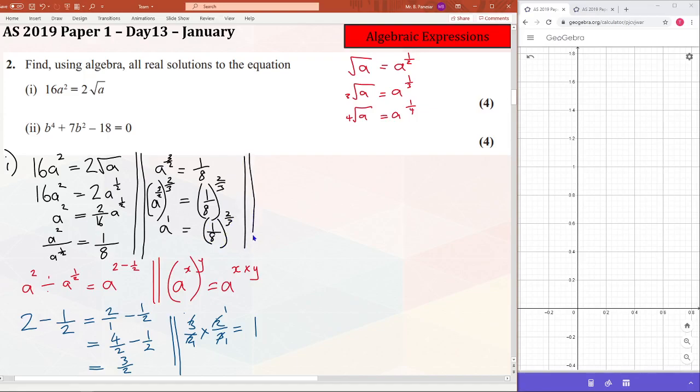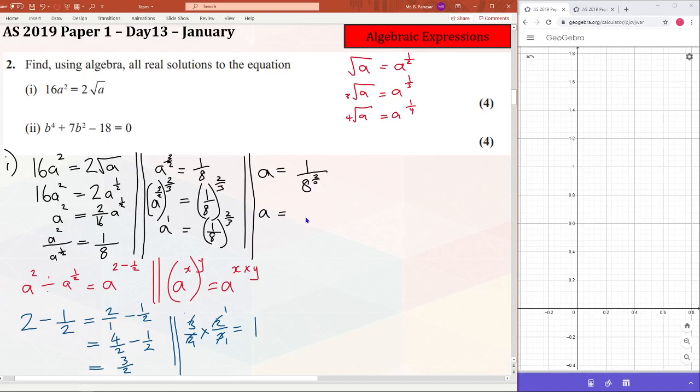And just to finish off, a is equal to 1 to the power of 2/3, which is just 1. Okay, and then 8 to the power of 2/3. And the way I would deal with this is I would deal with the third bit first, which I've done here for you already.